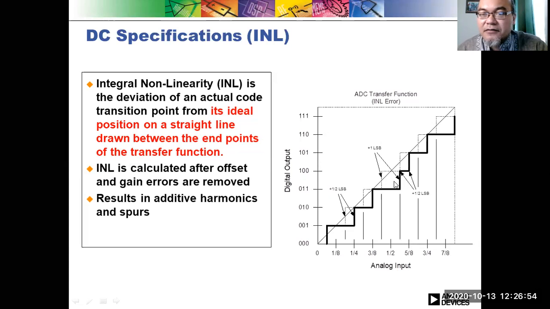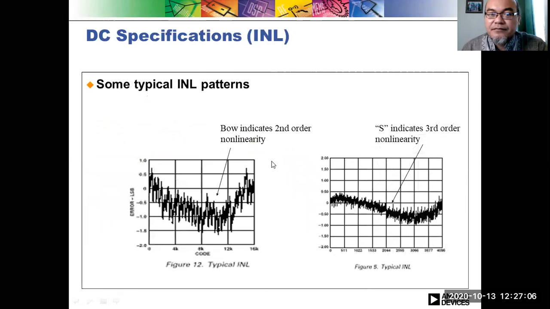This is the transition code error. The INL, integral nonlinearity error, is calculated after offset and gain errors are removed. This will result in additive harmonics and spurs. When we look at the curve here, the bow indicates second order nonlinearity, while an S-shaped curve indicates third order nonlinearity of the error.